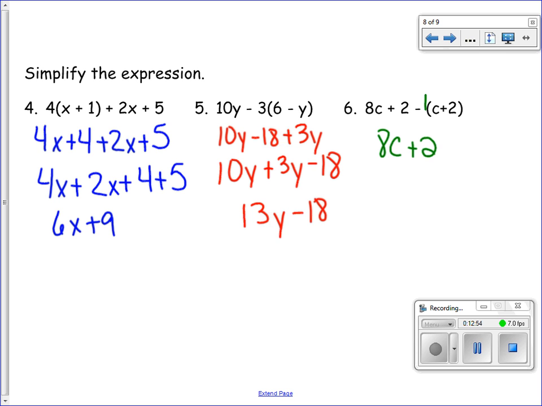Here again, you're asked to simplify, so you need to write a 1 in front of the parentheses in order to simplify. Then you're going to distribute -1 to everything in the parentheses. So -1 times c is -c. -1 times a +2 is going to be a -2. Then if you have 8c minus c plus 2 minus 2, you now have 7c because the 2's cancel each other out. 8c minus c is 7c.